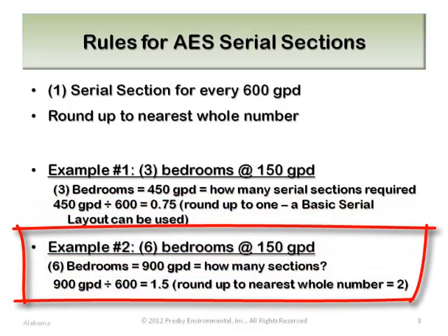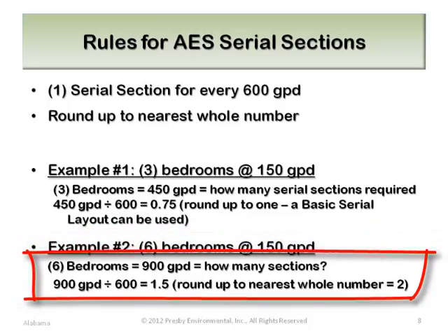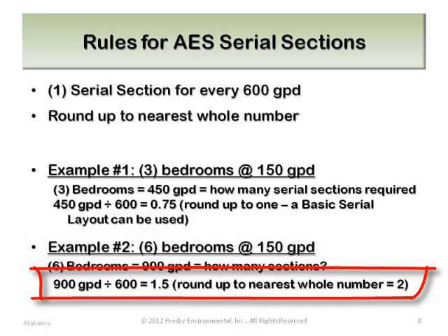Let's do another example. If the daily flow is increased to 6 bedrooms, this time using a total of 900 gallons per day, how many serial sections do we need? Following the rule, we take 900 gallons per day and divide it by 600 gallons per day per section, resulting in 1.5. Rounding this number up to the nearest whole number gives us 2 serial sections required.